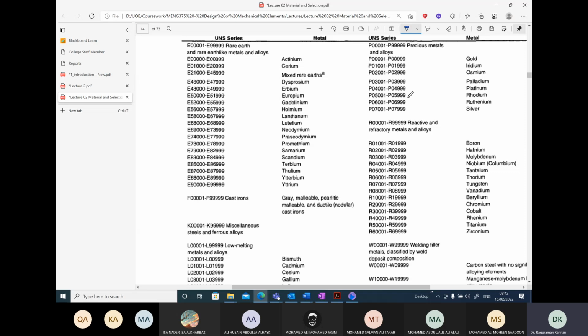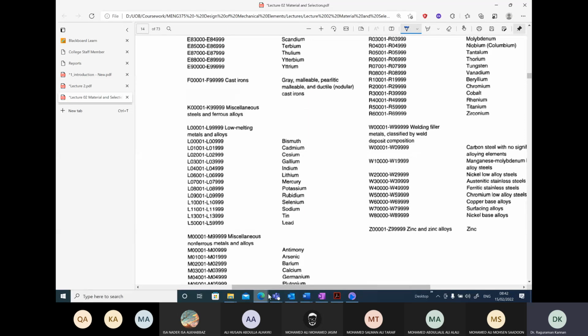You can see much more detail. Precious materials include gold, indium. So these are very difficult to find materials and are expensive. And even the rare earth materials, as the word says, these materials are very difficult to find, and you will see these materials are extremely expensive.